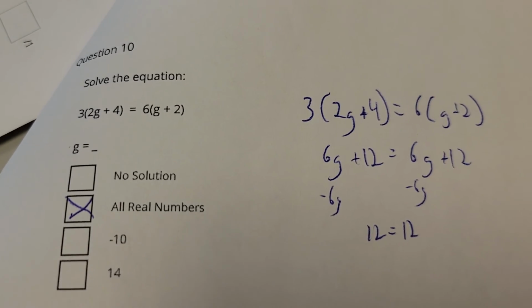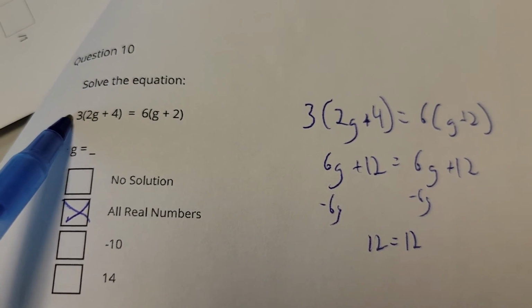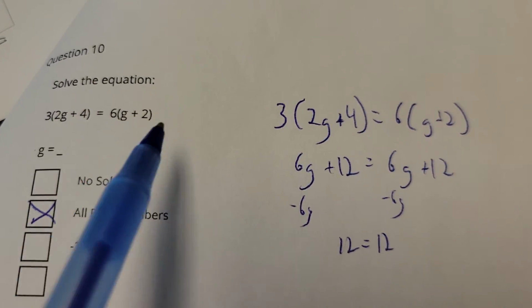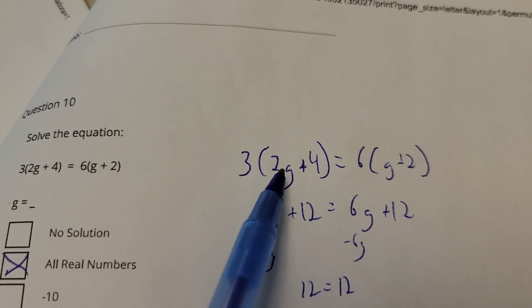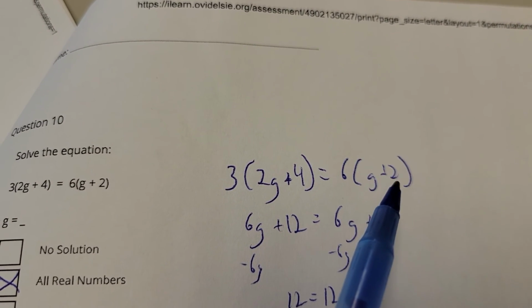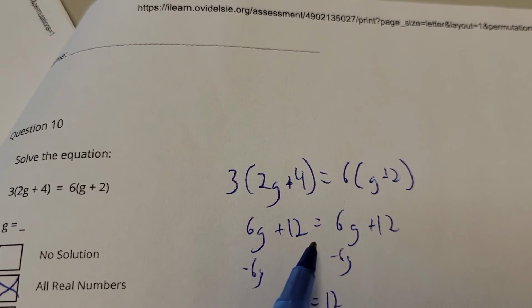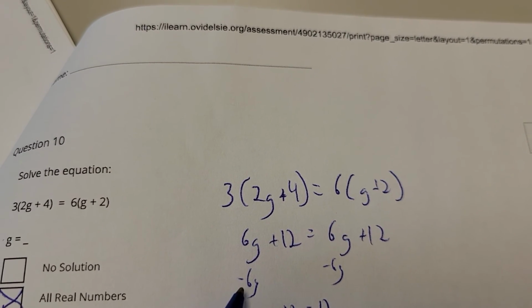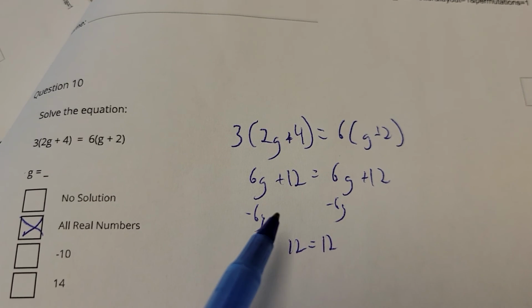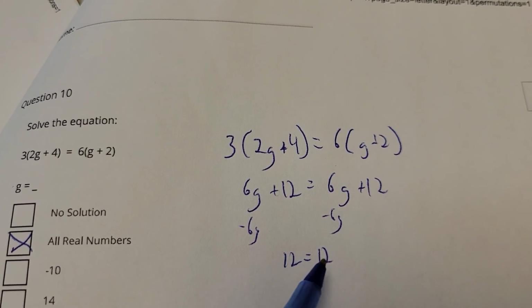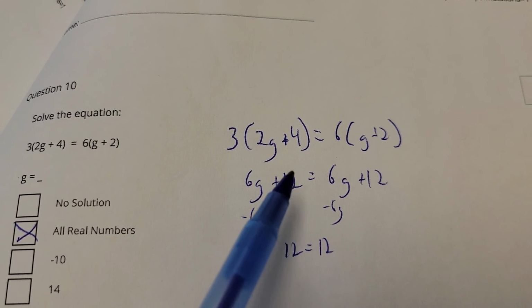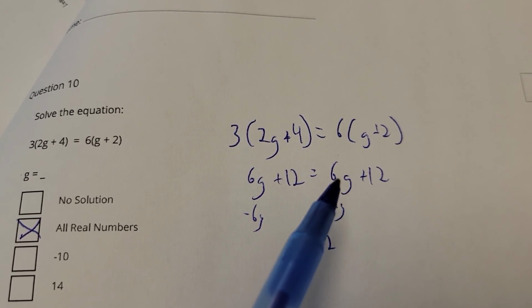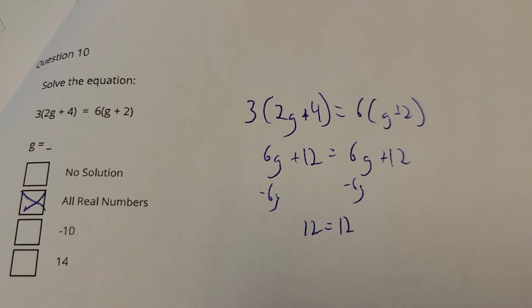Next up, I have a distributive property scenario here. Distribute. I got 3 times 2g plus 4, 6 times g plus 2, and I get 6g plus 12, 6g plus 12. Get rid of a 6g, and that eliminates all my g's. And 12 is equal to 12. They're both equivalent to each other, which you can kind of see from up here. 6g plus 12 is the same as 6g plus 12. They're both equal, so all real numbers will work here.